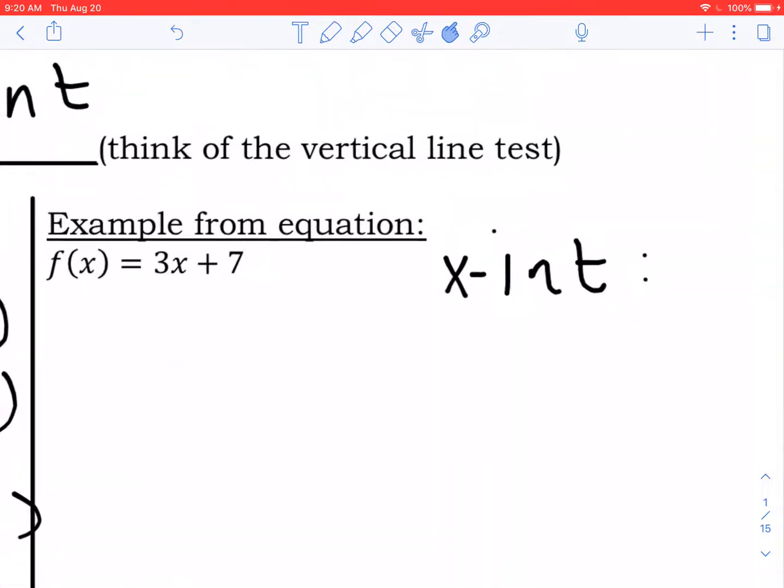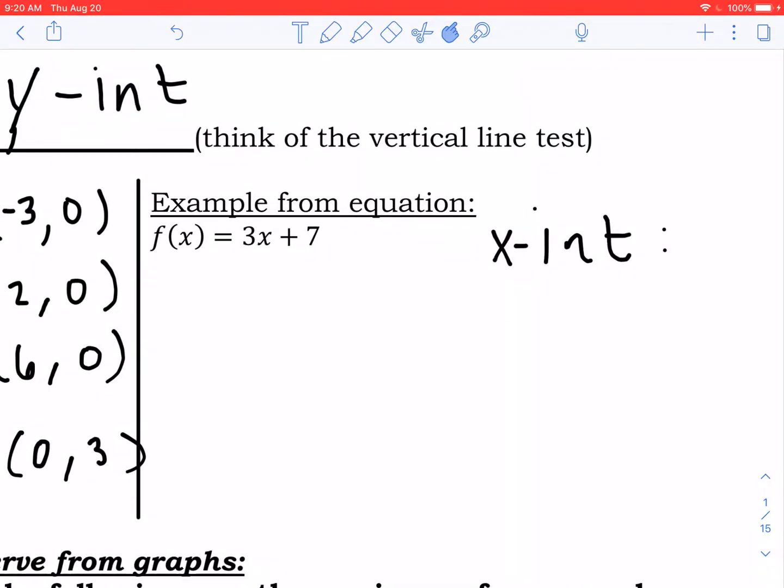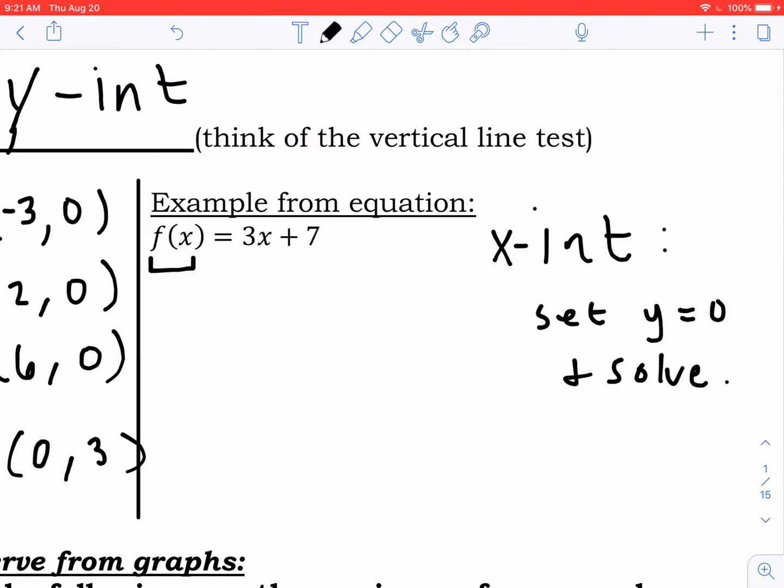Okay. How do you find x-intercepts? To find x-intercepts, you set y equal to 0 and solve. Okay, so remember, to find y-intercepts, you plug in a 0 for x. So then to find x-intercepts, you're going to plug in a 0 for y. So remember, this we called y.